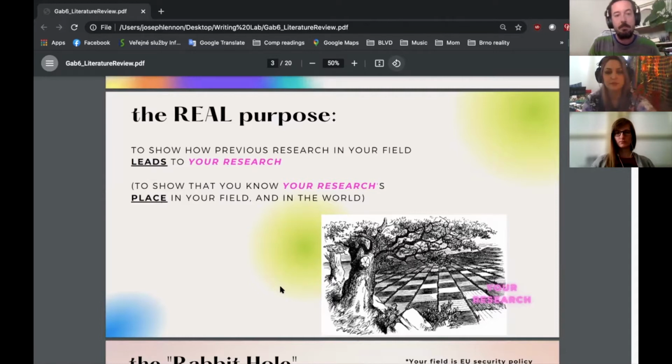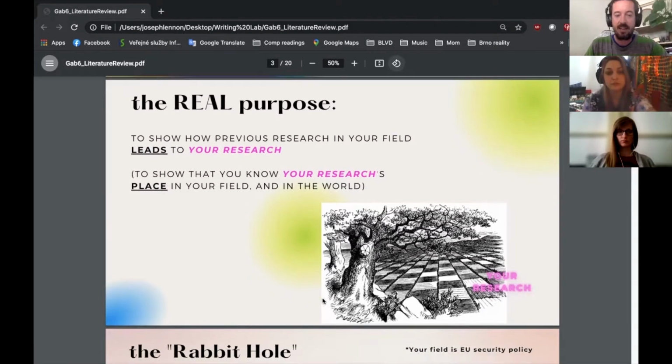And you want to show, defend, and justify in a way what you're doing. And the literature review is a big part of that and a big way to do that. So again, takeaway point, it's not just a bunch of summaries, a bunch of references piled up on each other just to show that you've done your research. It needs to be something more than that if you want it to have an impact.